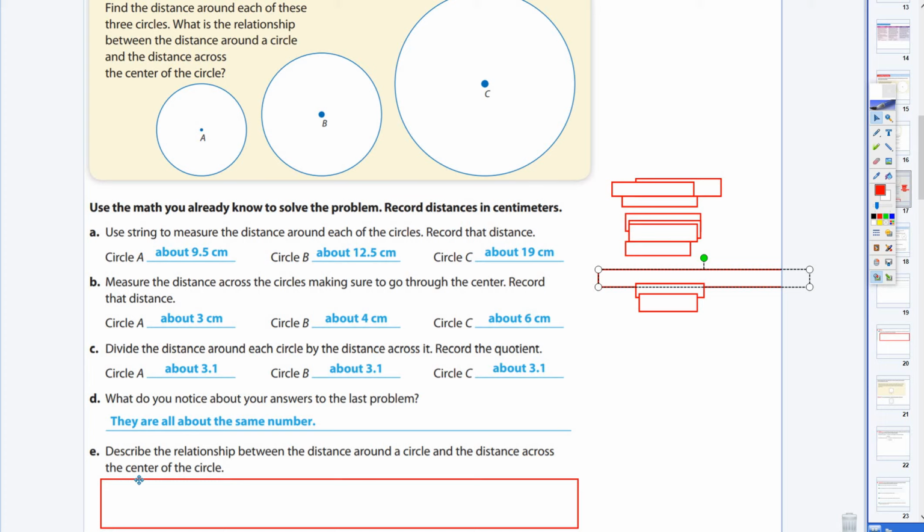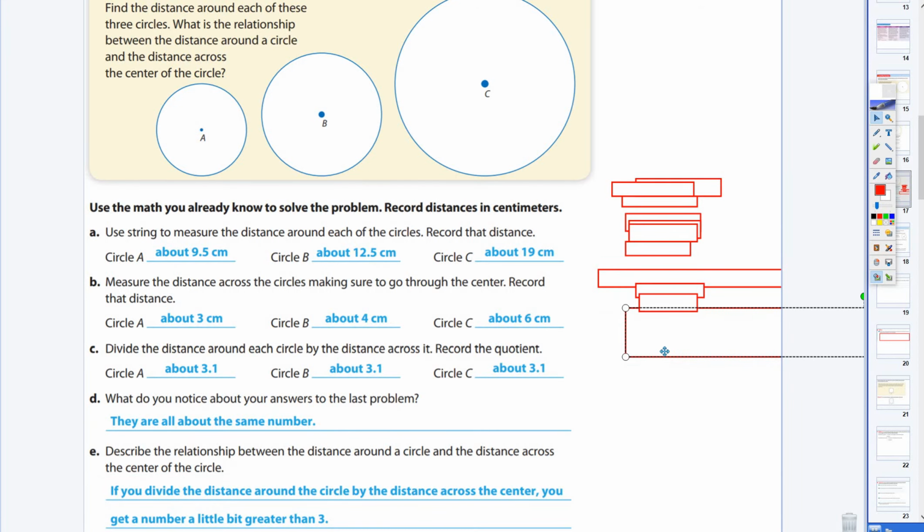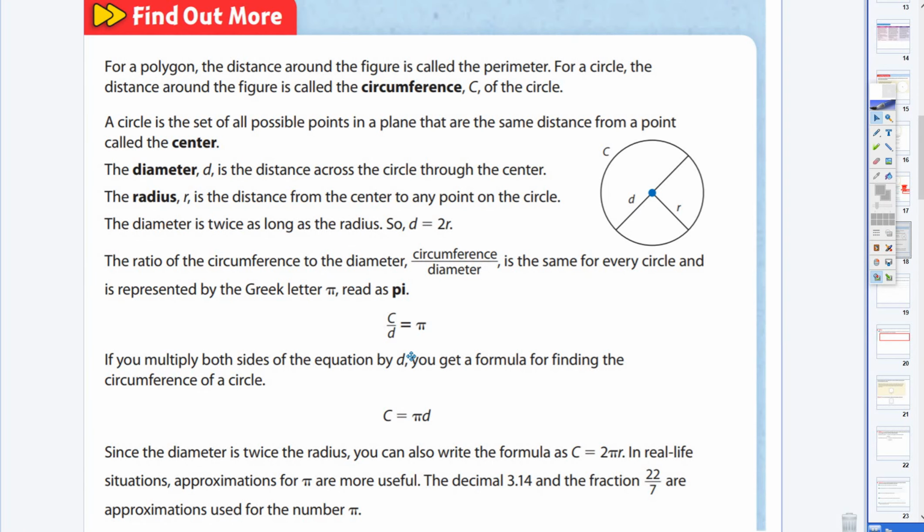And that's what question E talks about. Describe the relationship between the distance around the circle and the distance across. Okay, and if you divide the distance around the circle by the distance across the center, you get a number a little bit greater than 3. And that's where pi came in. So let's look at this, about finding out a little bit more about circles.